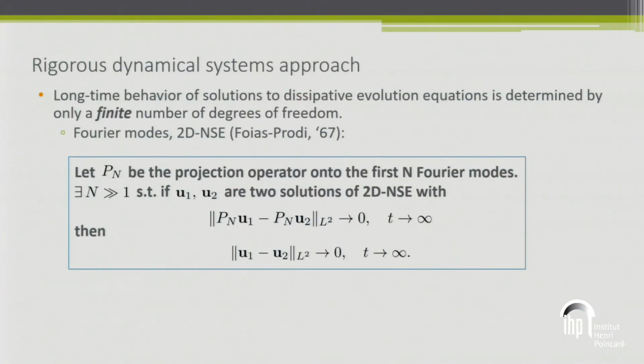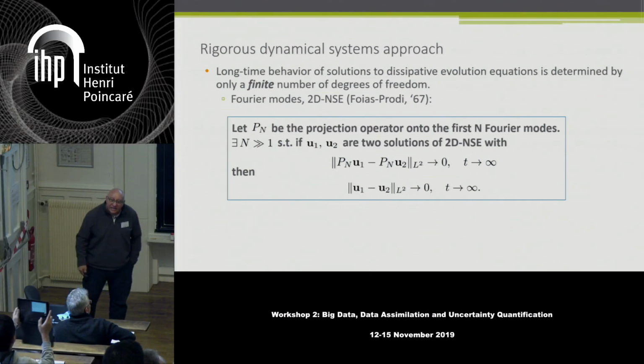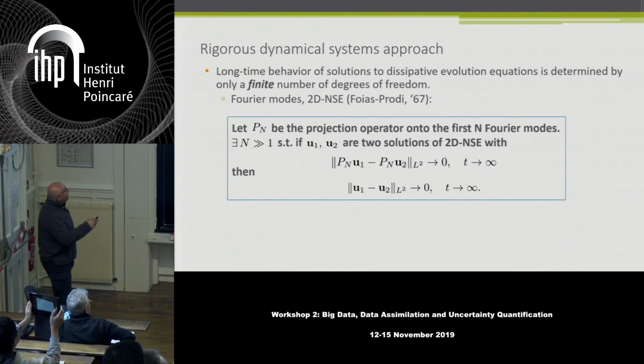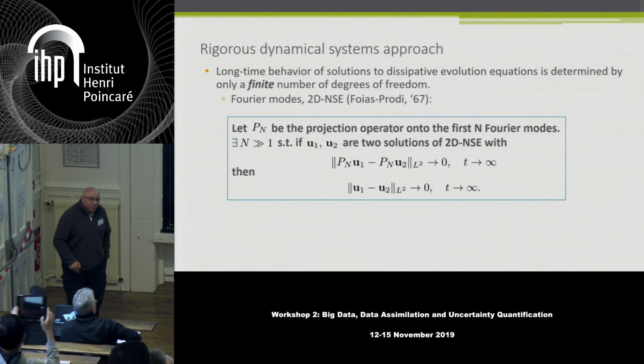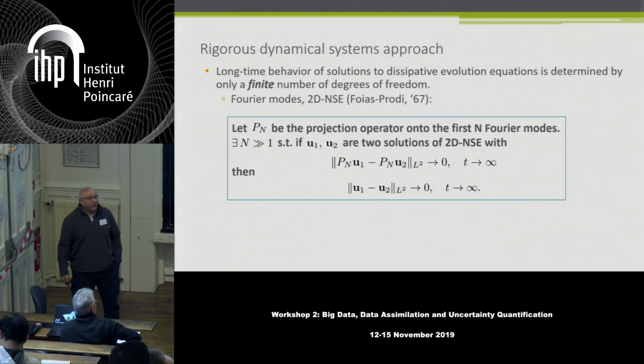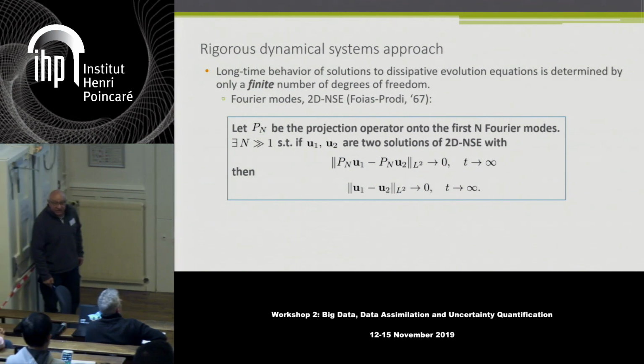Let U1 be two solutions such that the low Fourier modes are getting closer as time goes to infinity. Conclusion: the solutions must get closer. So one can say from this result that the first n Fourier modes determine the solution in a unique fashion. One can think of the first Fourier modes as the degrees of freedom. They have minds of their own, and the other infinitely many modes will follow suit. They cannot have a mind of their own. This is the first result in this direction from 1967.